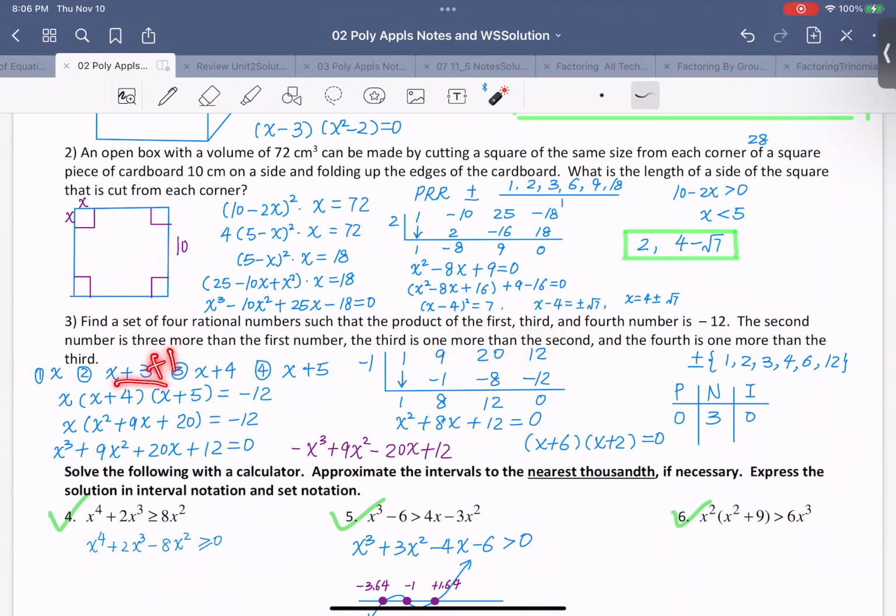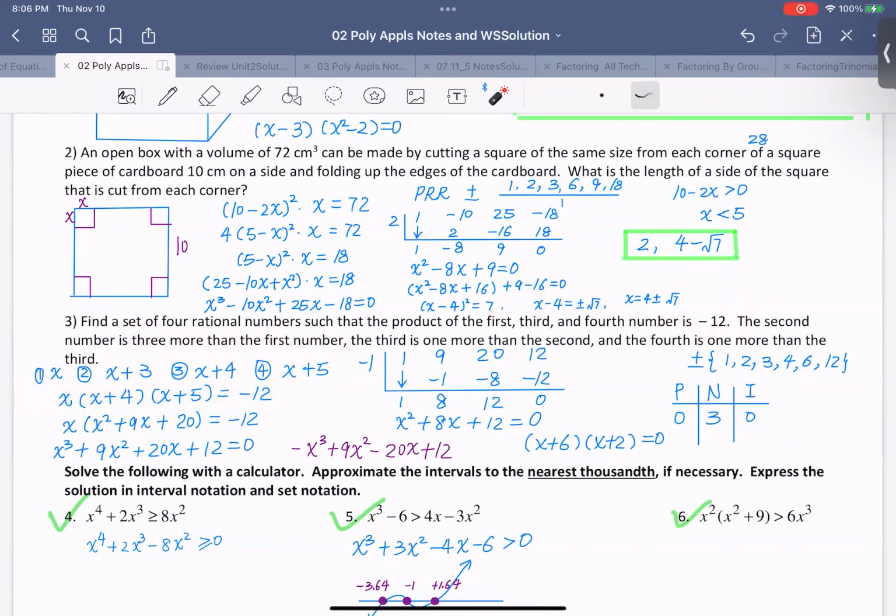This plus 1, this gives you x plus 4. And the fourth one is 1 more than the third, so x plus 4 plus 1. So you have this. And then you want these 3 products to give you a negative 12.